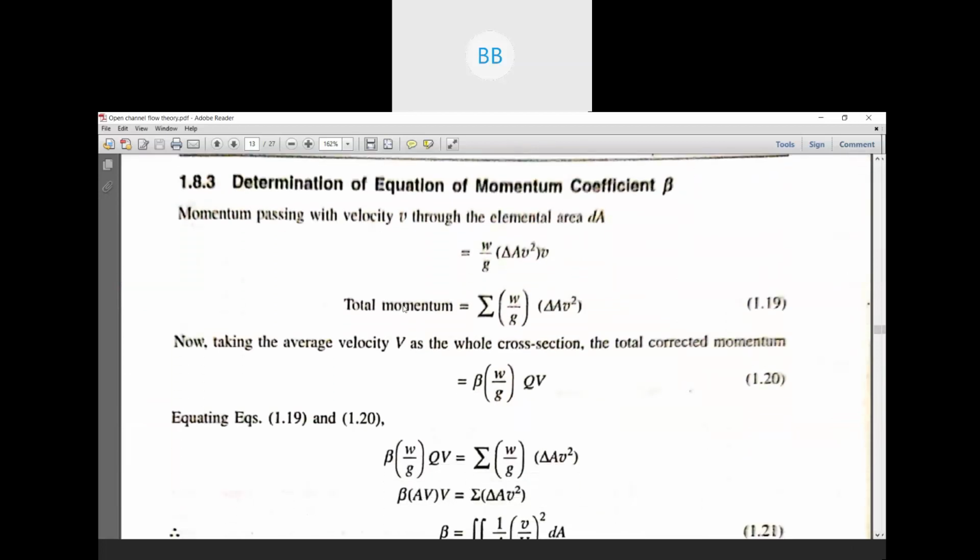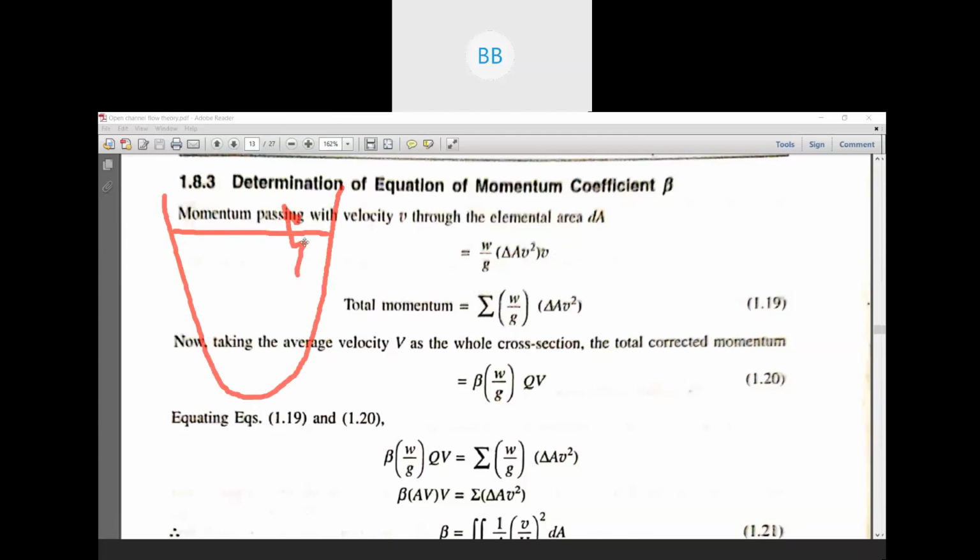Okay. So next is your momentum coefficient, that is beta. Momentum, we know, is mass into velocity. We have already discussed how you are going to find out mass. So we have to find out mass, then multiply it by velocity, and you will get momentum.